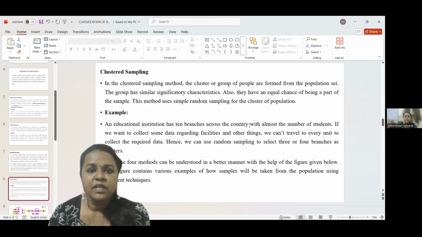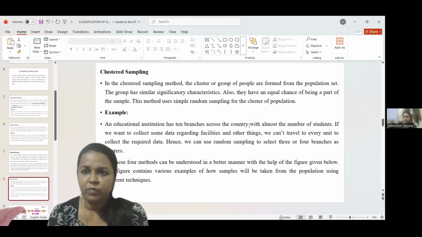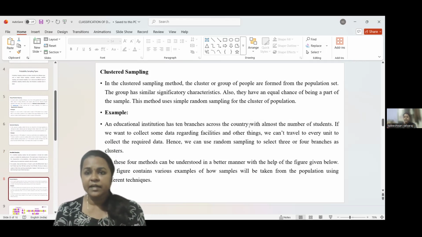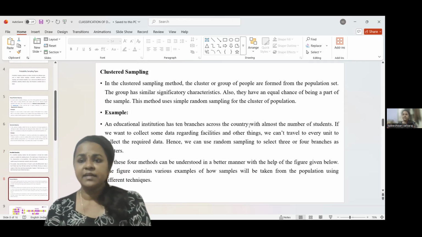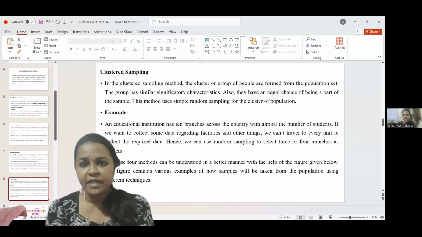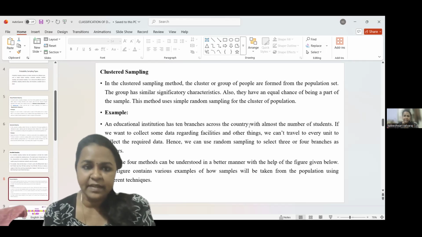So the group has similar significant characteristics. They may have equal chance of being a part of the sample also. So this method uses both simple random sampling for the cluster of the population. Again, in this method, the entire population is characterized or divided into clusters based on some criteria.